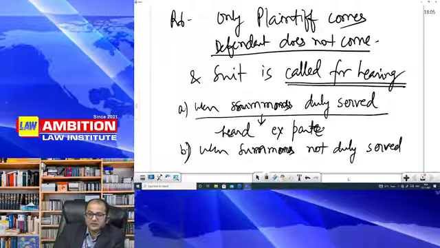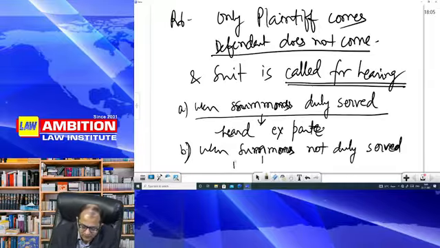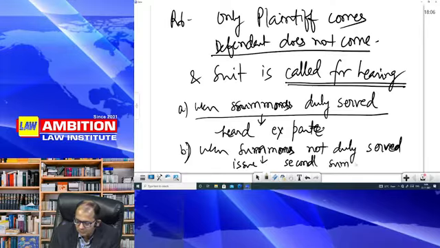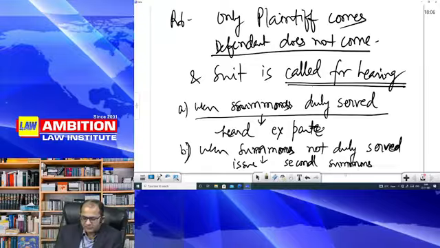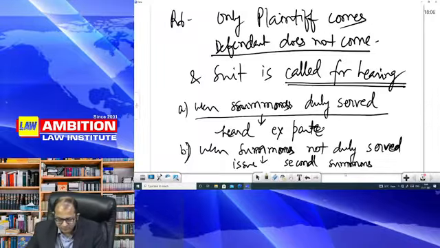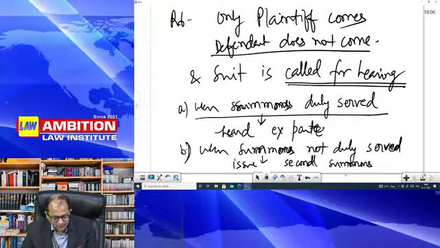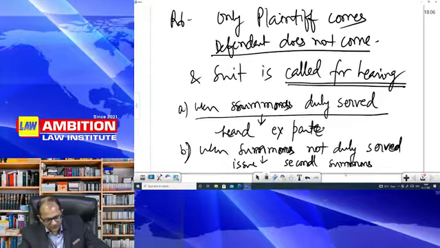When summons not duly served, then what should be done? Thinking commonsensically, you will say that yes, then we will issue another summons. Second summons. This is quite commonsensical. Summons not duly served, issue second summons.